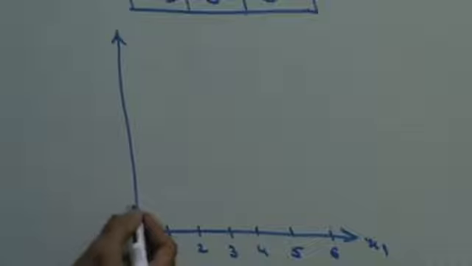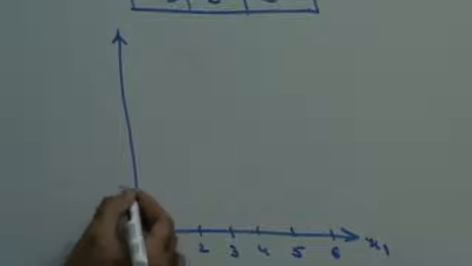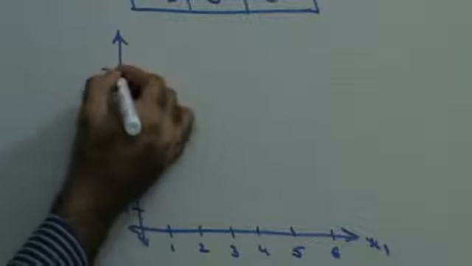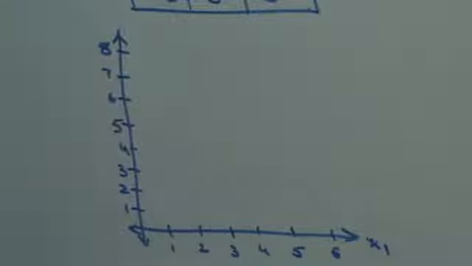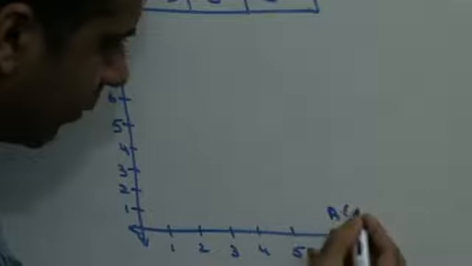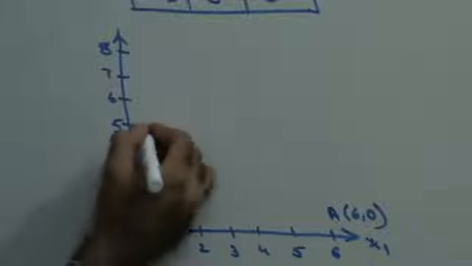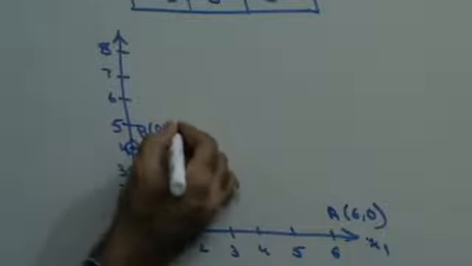Then on y I need up till 8. 1, 2, 3, 4, 5, 6, 7, 8. Now x1 is 6, so this is going to be that point 6, 0. x2 is 4, so this is going to be that point 0, 4.